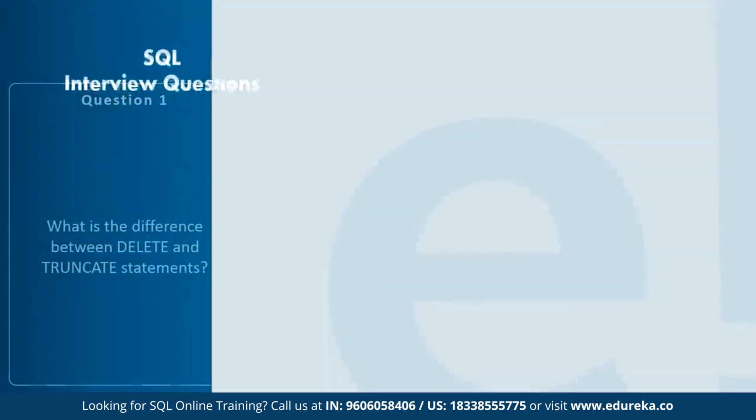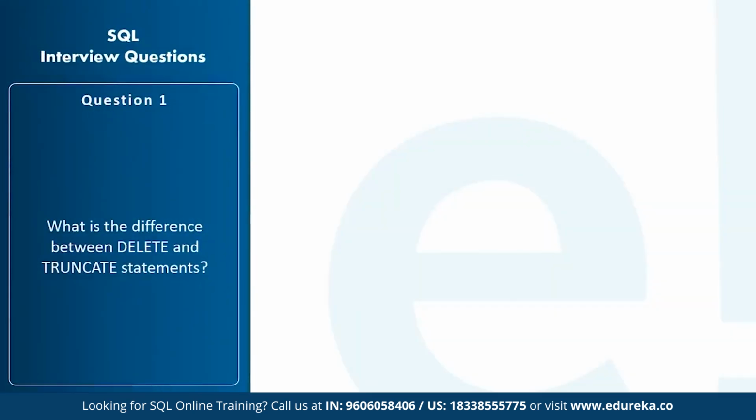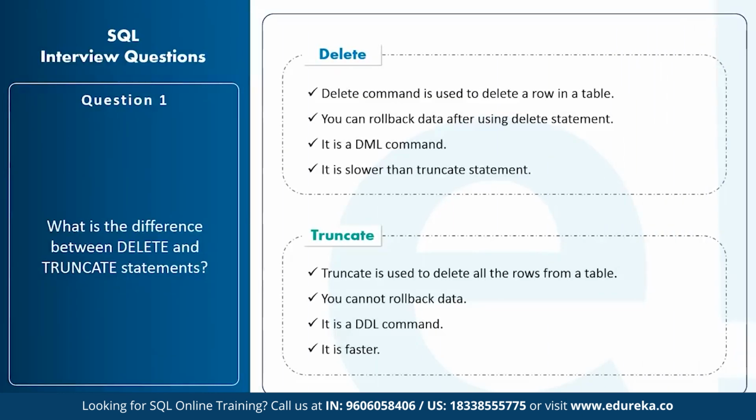So the first question that we have is, what is the difference between delete and truncate statements? I'll start by explaining what the delete command is. The delete command is basically used to delete a row in the table. You can also roll back data after using the delete statement, and it is a data manipulation command. The truncate statement is basically used to delete all the rows from a table and you cannot roll back the data. This is a data definition language command and it is faster than the delete command.